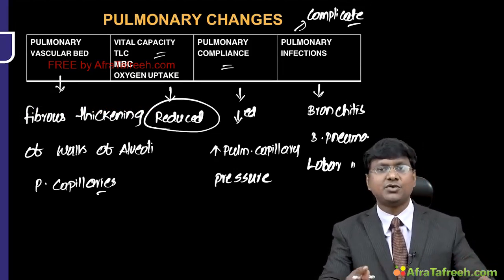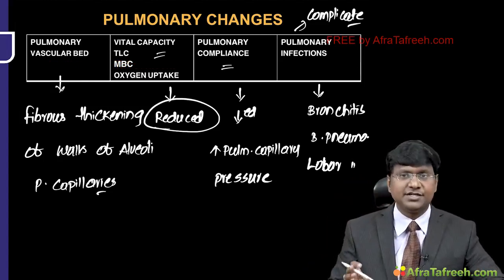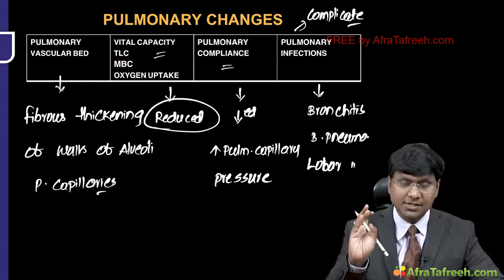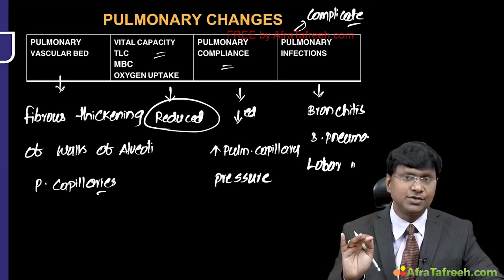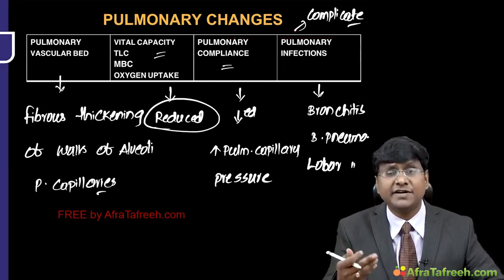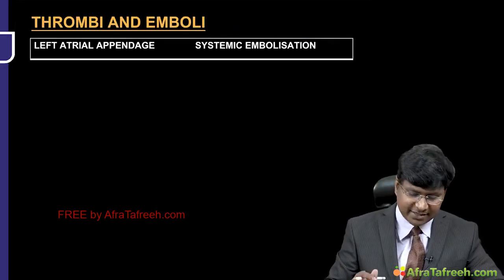pulmonary capillary wedge pressure, causing pulmonary edema. Thereby the individual will develop dyspnea. So these are the pulmonary changes. What will happen to the pulmonary vascular bed? There will be fibrous thickening. Vital capacity, total lung capacity, maximum breathing capacity and oxygen uptake will be reduced. Pulmonary compliance will be reduced, and these individuals are prone to infections, and infections can further precipitate or complicate the underlying untreated mitral stenosis.